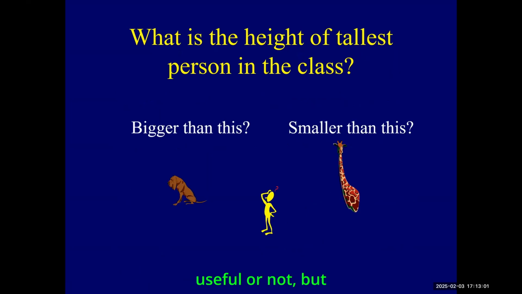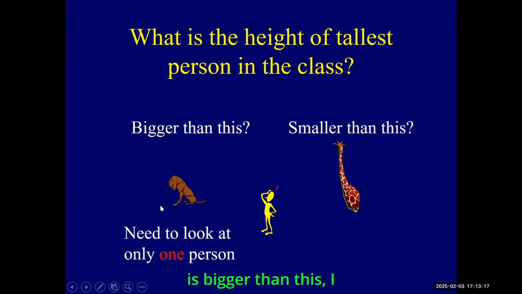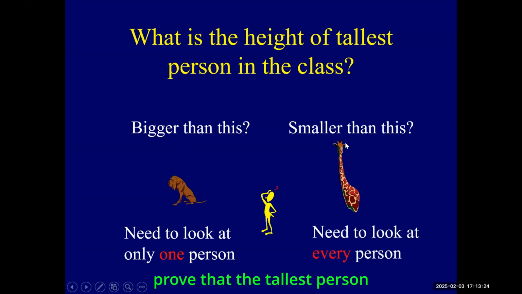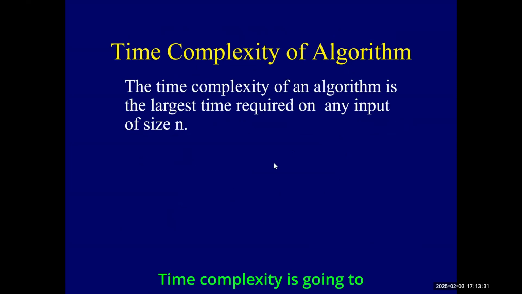Now, I don't know if this is useful or not, but if I want to know who the tallest person in the class is, right? If I want to know whether the tallest person is bigger than this, I only need to find one person who's taller. But to prove that the tallest person is shorter than this, I've got to look at everybody. I don't know. Time complexity is going to be hard to find.